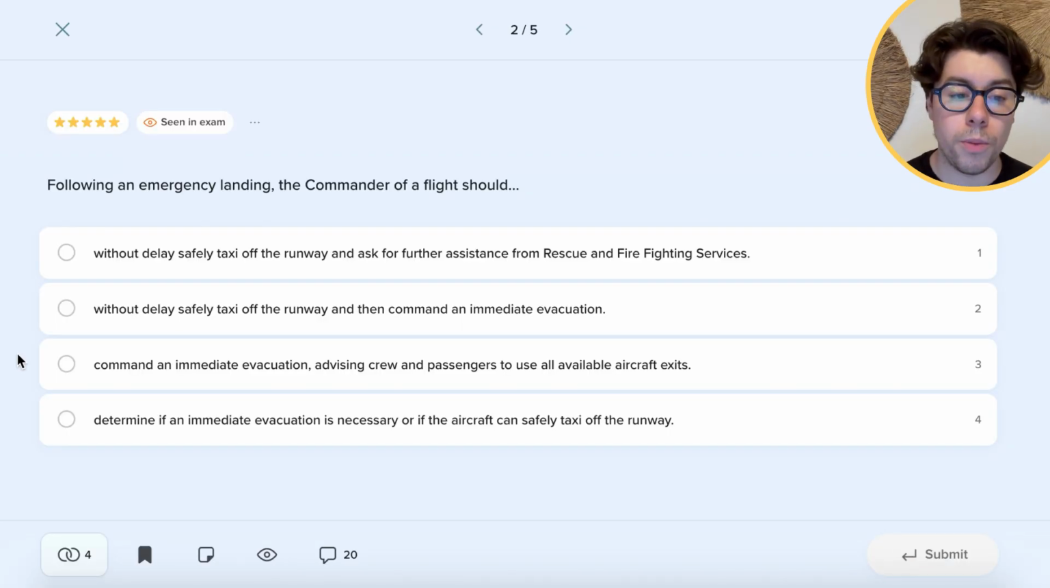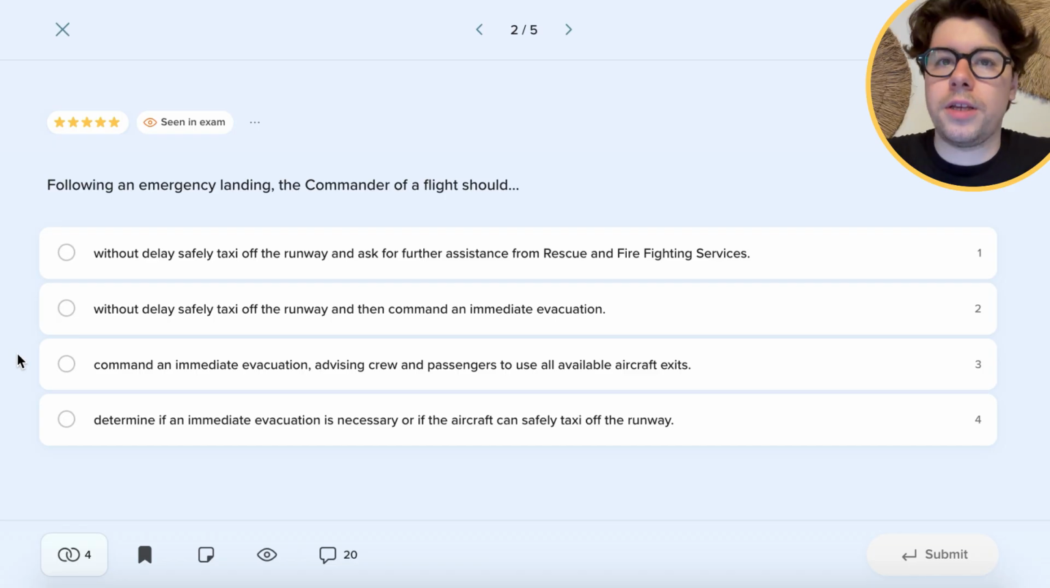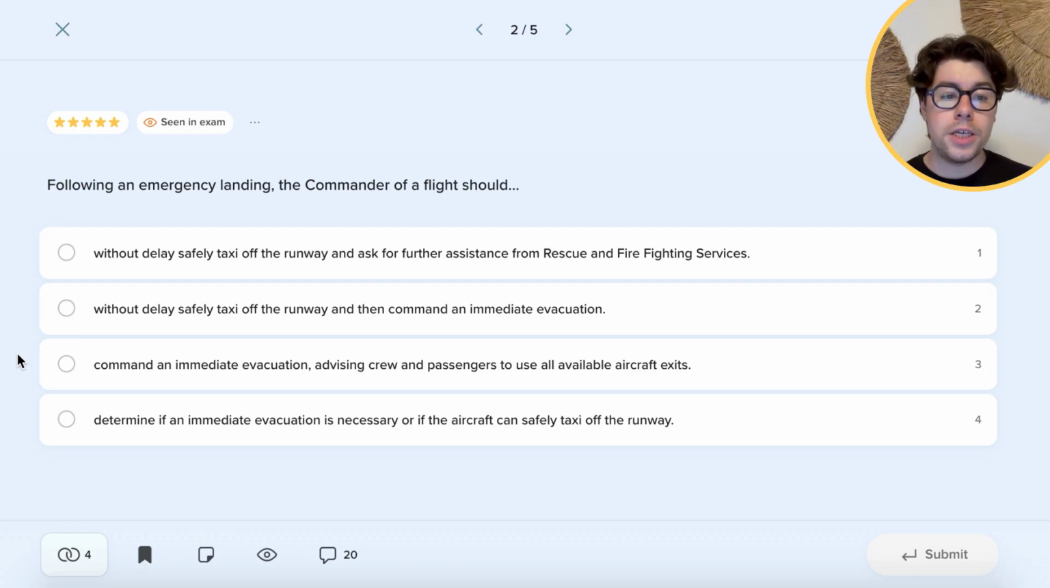For question number 2, following an emergency landing, the commander of a flight should. So this is a great question that I'm sure you'll actually come across many times once you begin your type rating after you finish your ATPL or CPL training. None of these questions actually answers as accurately as I would like it to do. And in order for you to understand, I actually have pulled out here on the side an emergency evacuation checklist for an Airbus A320 to tell you what the actual checklist does.